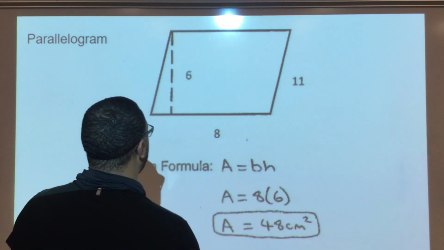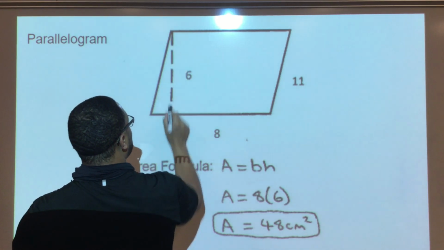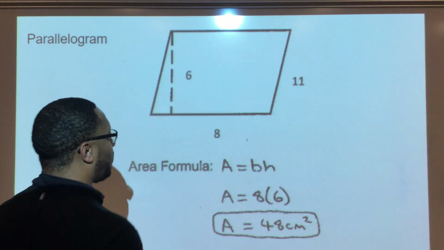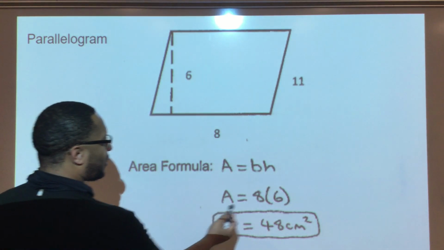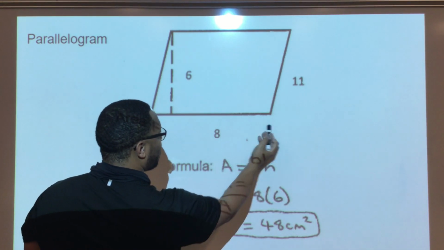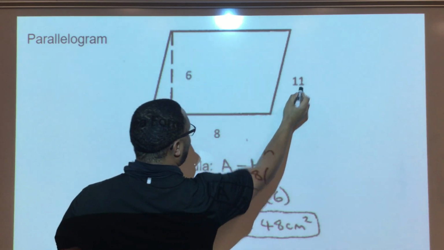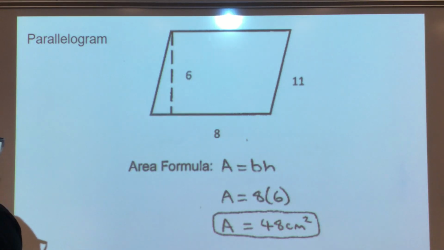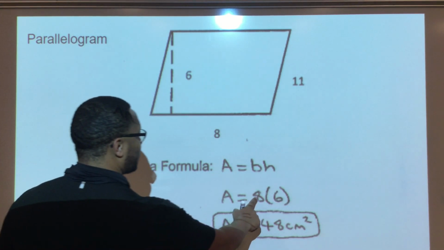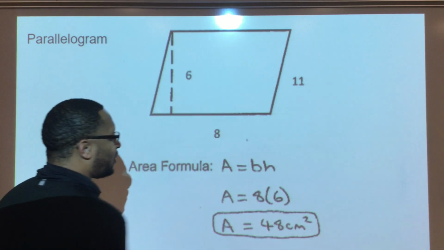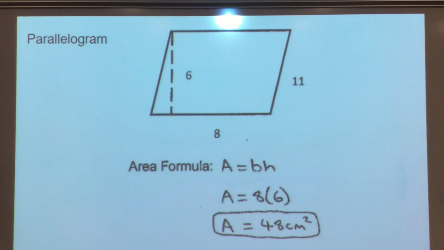The height, remember, is going to be straight. So when you do base times height here, it's important to look. Your base is 8. Your height is not the 11. A lot of times people make the mistake of using the 11, but remember, height is always straight. So it's 8 times the height of 6, which gives me 48 square centimeters.